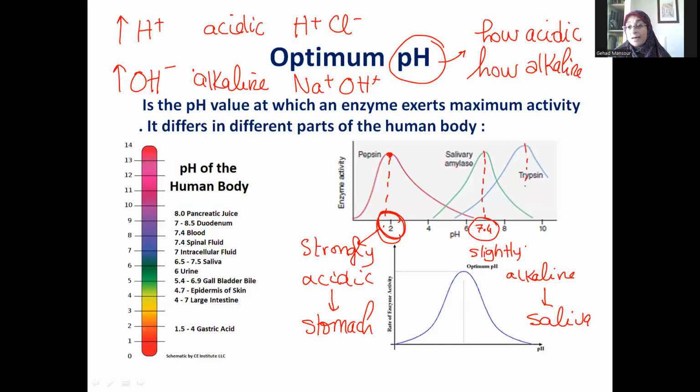A strongly alkaline pH, around 8.5 to 9, is present in the small intestine, and that's why the trypsin enzyme that works in the small intestine loves that strongly alkaline pH. The message I wanted to deliver is that unlike temperature, every enzyme has an optimum pH depending on where it is acting: in the stomach, in the small intestine, in saliva, in the mouth cavity, as you can see on the graph. Next time, inshallah, we're going to discuss pH in more detail, and we're going to explain this diagram to the left.